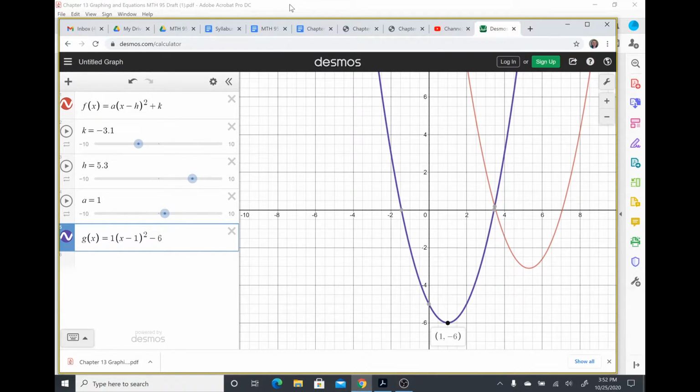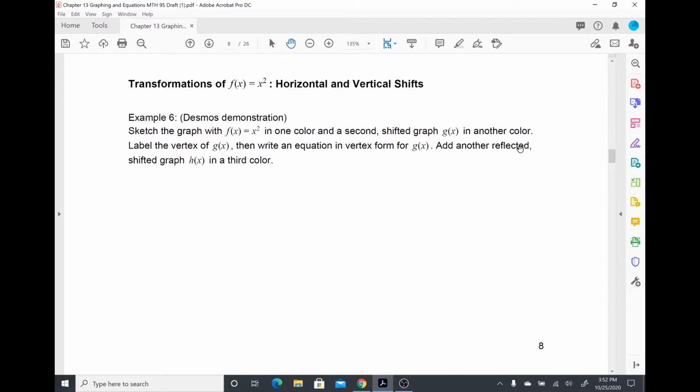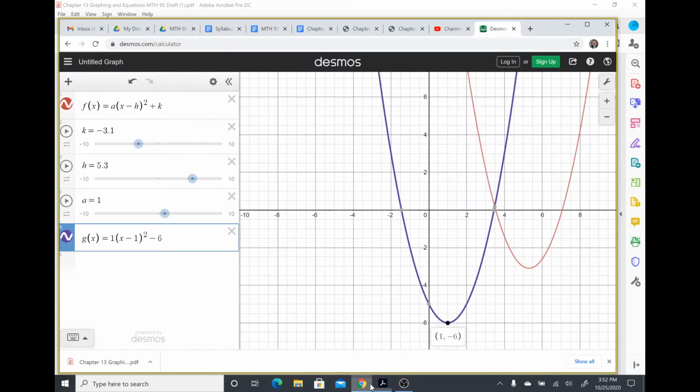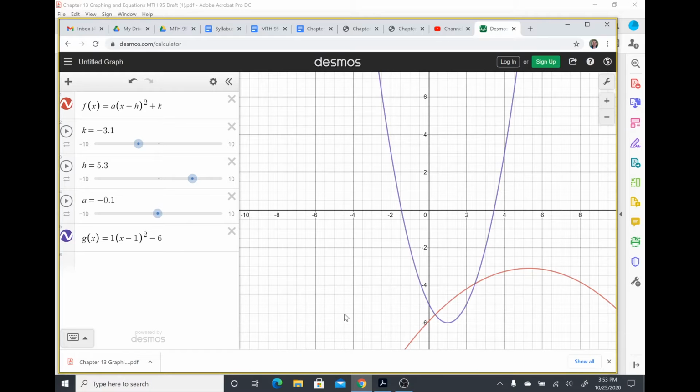They asked us to do one more thing. What was that? Add another reflected, shifted graph in a third color. And that one's supposed to be h of x. Not a problem. What we can do there is adjust the a term. As a gets larger, the graph that I'm adjusting is getting skinnier. As it's getting smaller, it's getting wider. Oh, so wide. There's 0, not very parabolic. But if it goes negative, it goes upside down. It becomes reflected. Larger a's, skinnier. Negative a's, upside down.